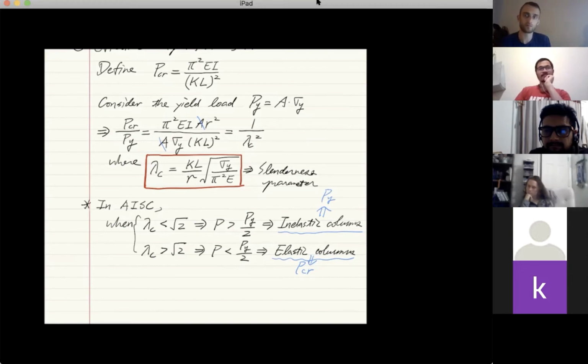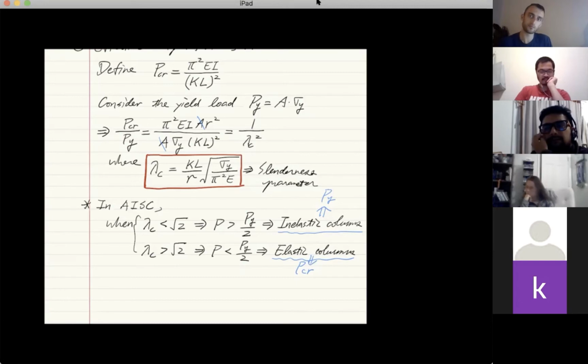There are several reasons. The two of them I mentioned in the past. For example, imperfection of the materials, right? And residual stress. All these issues are responsible for the reason why in AISC standards, we did not say when PY is less than P, and this will be the case for inelastic columns. We did not say that. We use half of it.